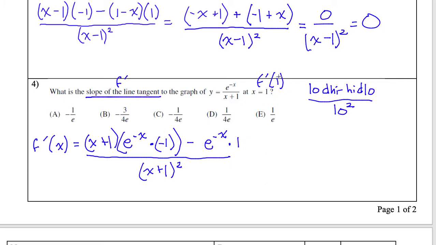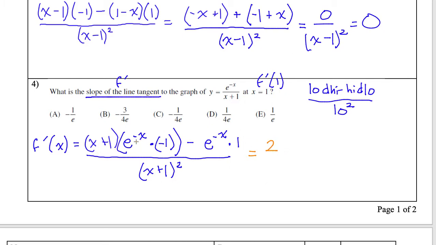Because I'm plugging in 1, I'm going to do that right now. Some people want to simplify it first, but that's doing too much work. Plug it in as soon as possible. That rule is going to be universal throughout AP Calculus. If I plug in, it is faster. So if I plug in, I'm going to get 2. This turns into a 2.